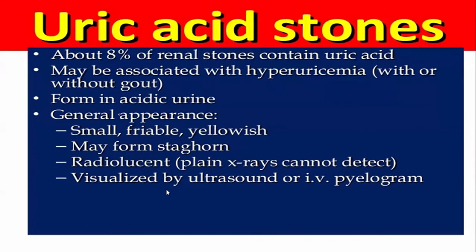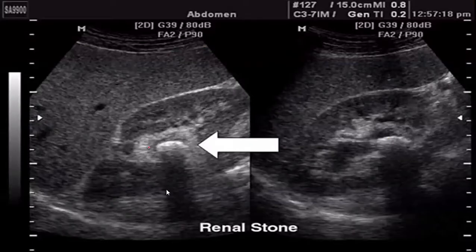Yes, Doc. So general appearance: small, friable, yellowish, may form staghorn. They can also form staghorn in shape. Radiolucent. I told you earlier, the majority of staghorn are radiopaque because they are usually coated with calcium. But some, a very small minority, can form radiolucent staghorn because they are filled with uric acid instead of calcium. They can be visualized by ultrasound or IV pyelogram. So this is an example, for example, of a uric acid stone.